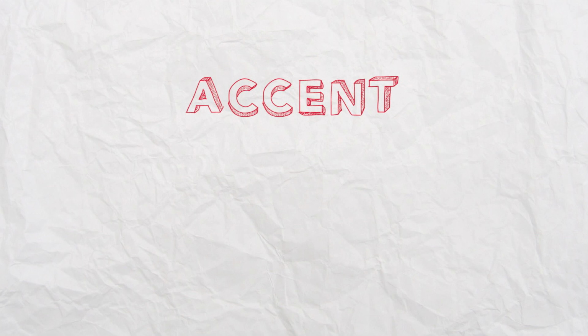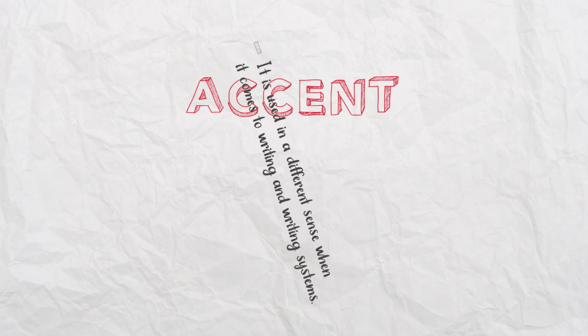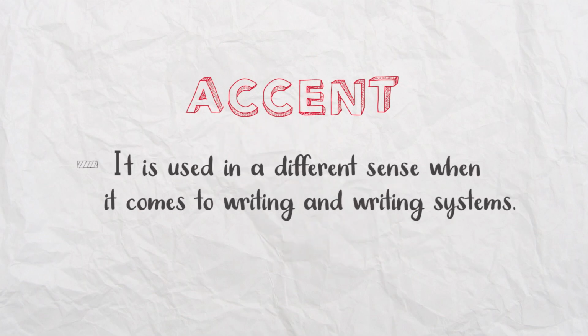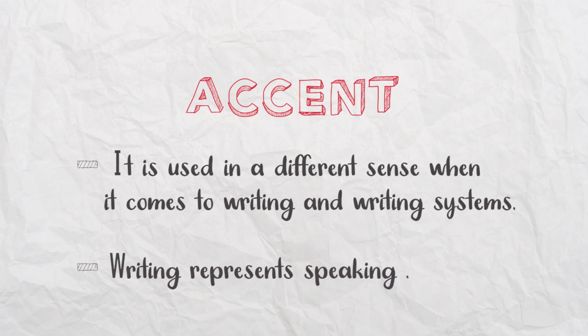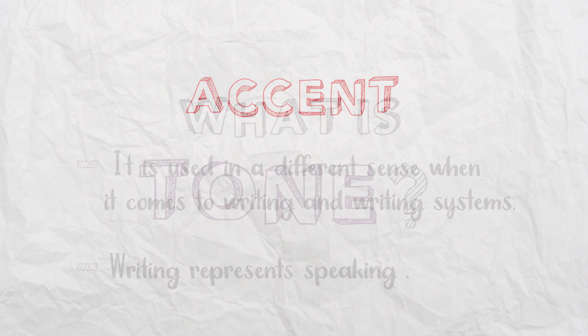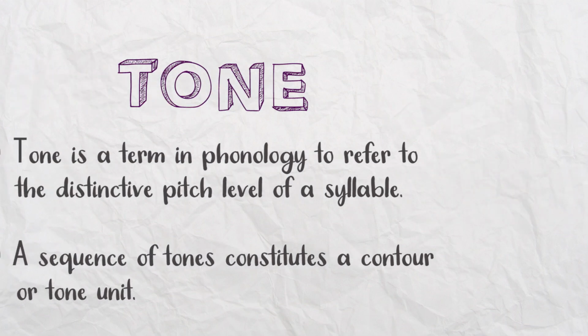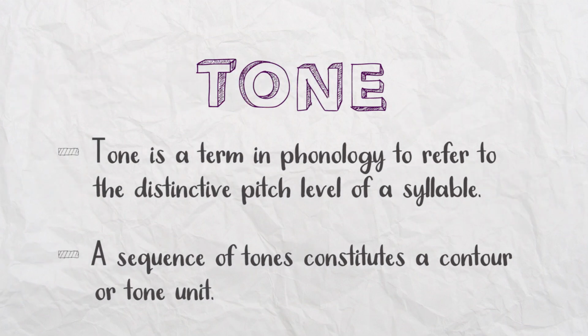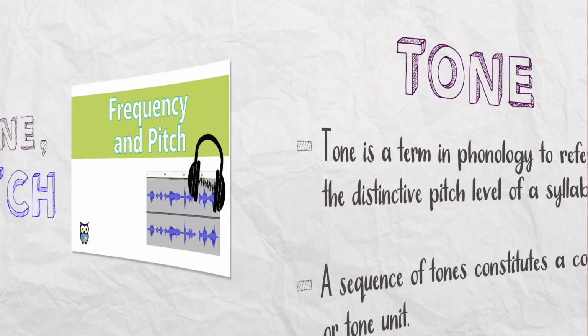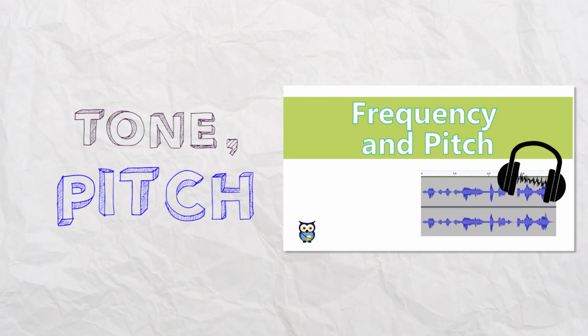The word accent has multiple senses. Today we are going to focus on the sense that has to do with writing. But then usually writing represents something in speaking, so the line again becomes kind of blurry and confusing. Tone is the distinctive pitch level of a syllable, which is centered around the vowel. I have videos on pitch and frequency. In case you want to learn more about pitch, you can watch those videos.